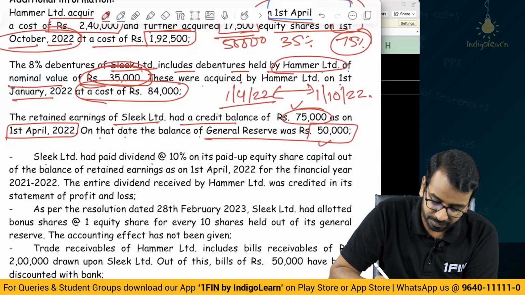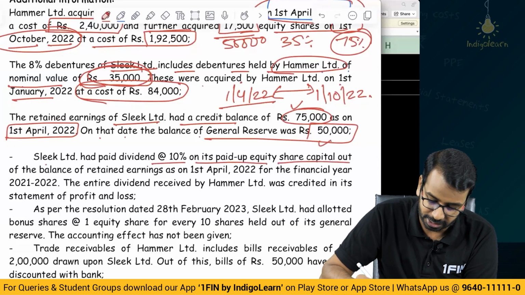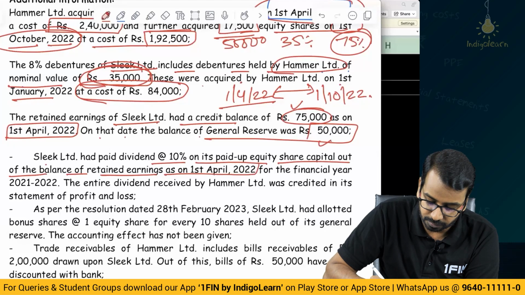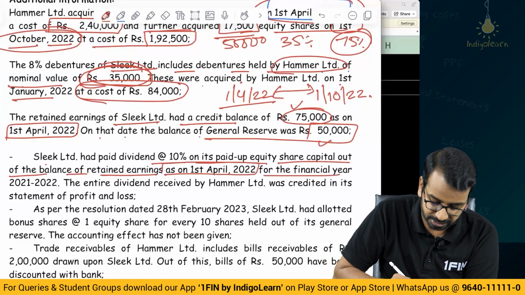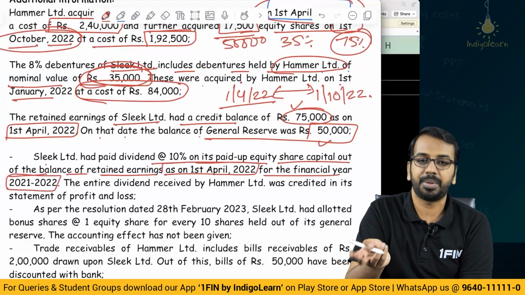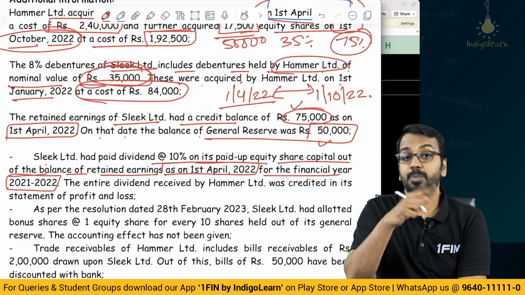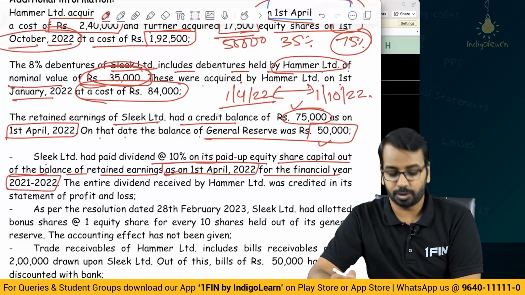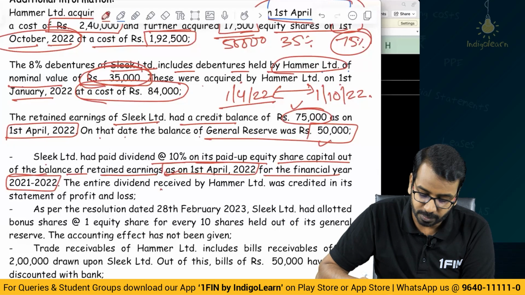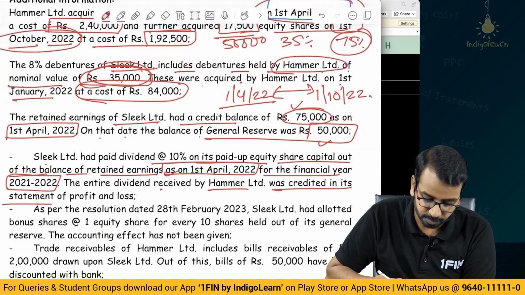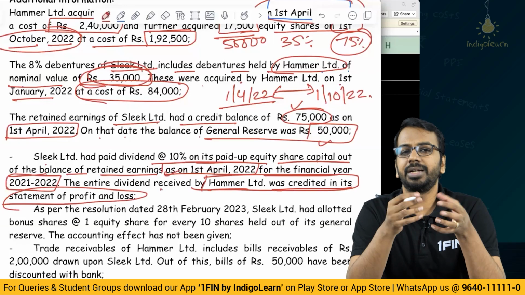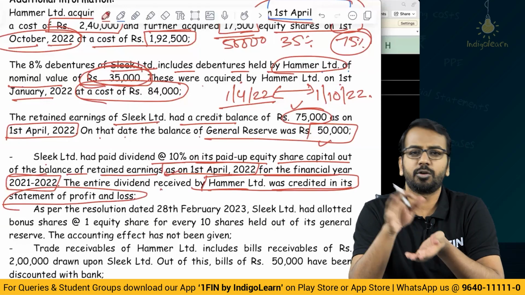Sleek Limited has paid dividend of 10% on its paid up equity share capital out of the balance of retained earnings as on 1st of April of 2022 for the financial year 21-22. So they have paid dividend. Dividend is paid from the balance outstanding as on 1st of April of 22. The entire dividend received by Hammer Limited was credited in its statement of P&L. Now, one thing we have to understand is when we follow Ind AS, whatever dividend you receive, that dividend you will credit to P&L only.